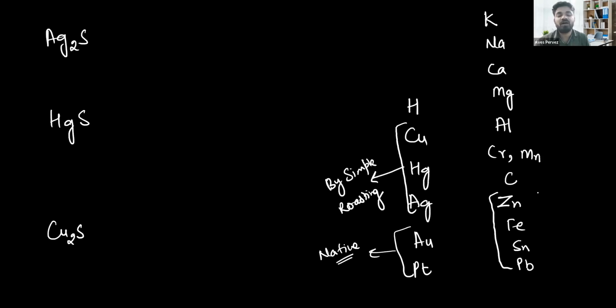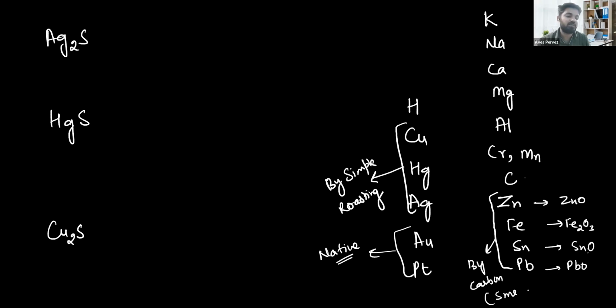If we need to give preference to what to use in the reduction, a metal or carbon, carbon is cheaper and easily available, so you will use carbon. I'm placing here these metal oxides: if it exists in the form of ZnO, Fe2O3 or Fe3O4, SnO or SnO2, and PbO. These oxides can be reduced with the help of carbon, and reduction with carbon we call smelting.